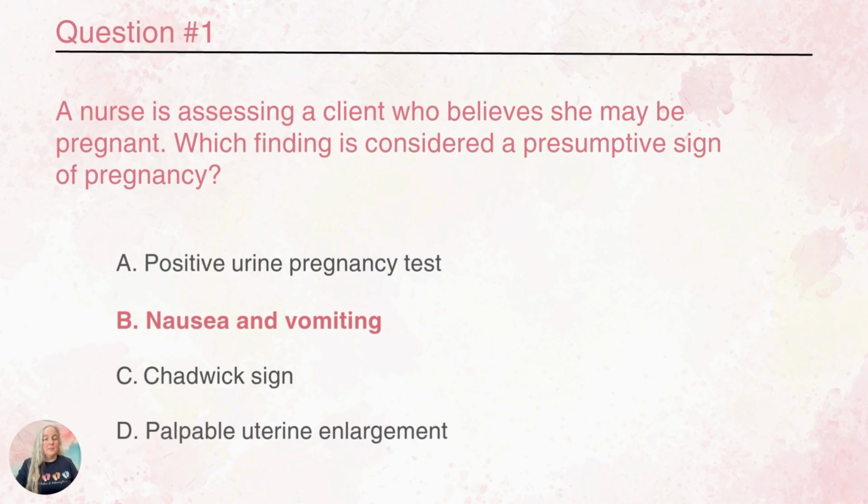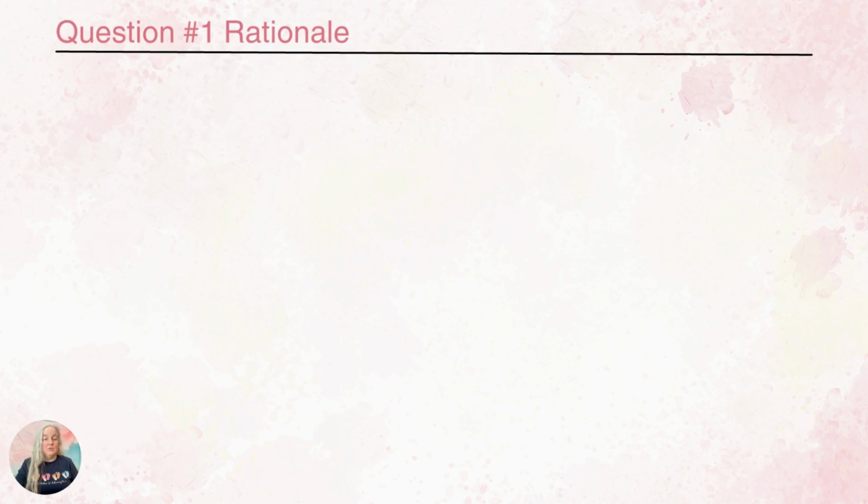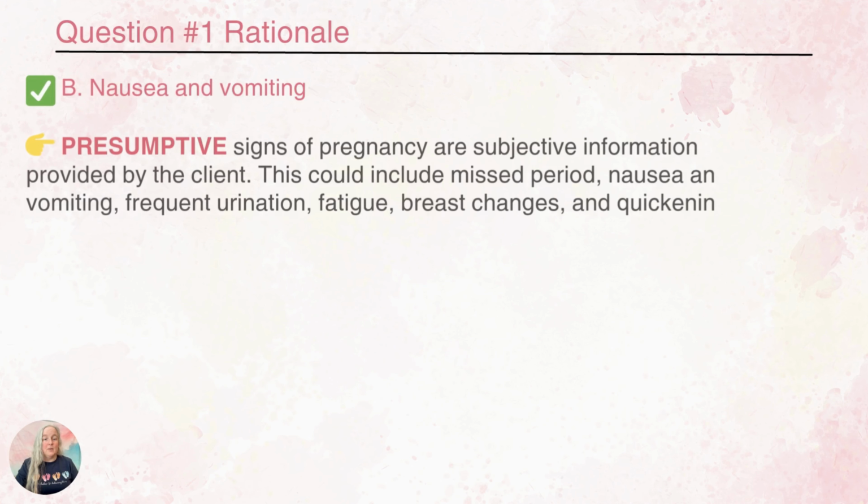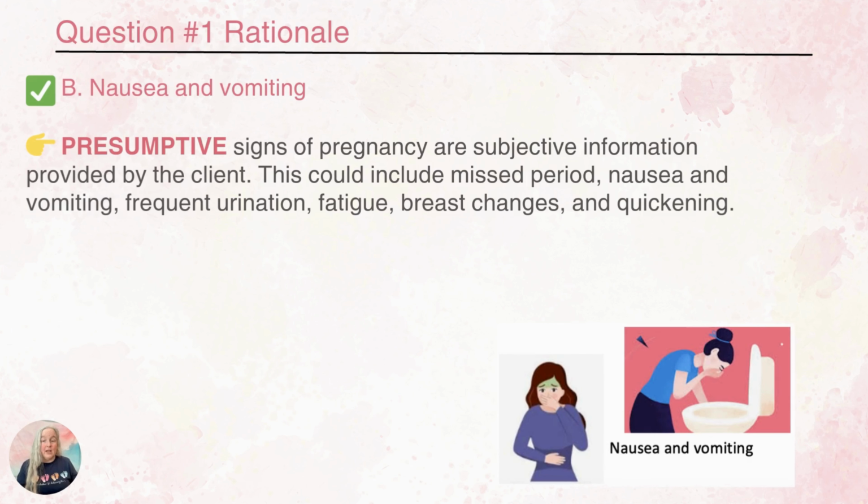For this question, the best choice is B. Nausea and vomiting. If we look at the rationale, nausea and vomiting is a presumptive sign of pregnancy because this is subjective information that's being provided to you by the client. These are things she's telling you she's experiencing, like nausea and vomiting, or missing her period, or needing to pee a lot. The word presumptive has an S in it to remind us that presumptive signs are subjective signs.